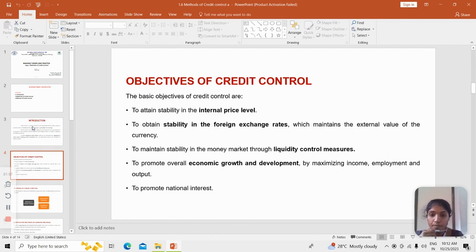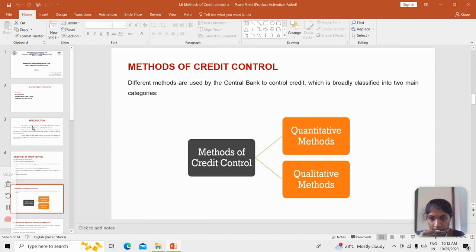The important objectives of introducing these credit control methods are: the first one is to attain stability in the internal price level, and also to obtain stability in the foreign exchange rate, which will maintain the external value of the currency also. The third major objective is to maintain stability in the money market through liquidity control measures, and to promote overall economic growth and development, and gradually promote the national interest of the economy. So these are all the major objectives why the RBI, the apex institution, has introduced credit control techniques.